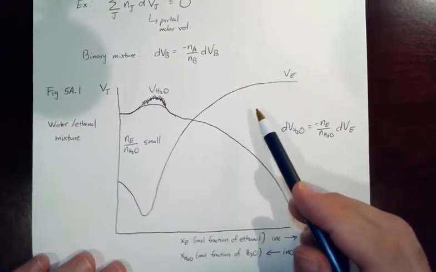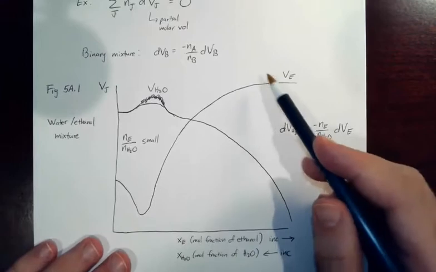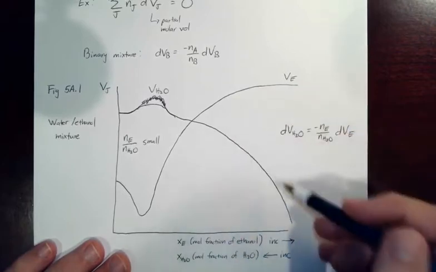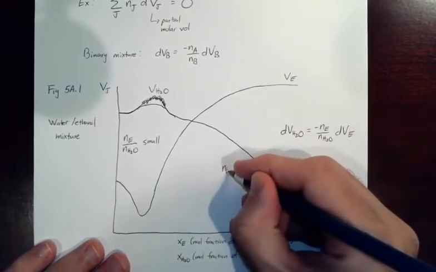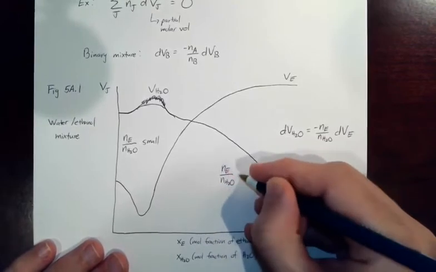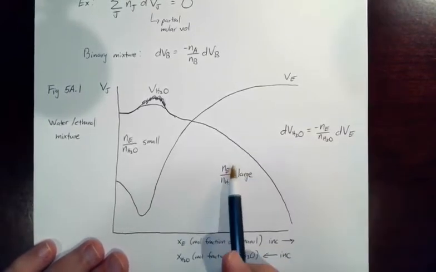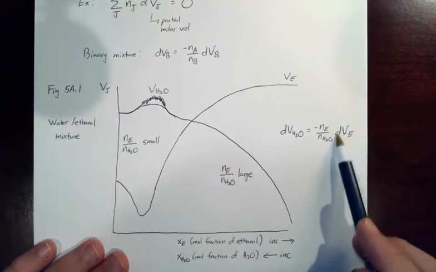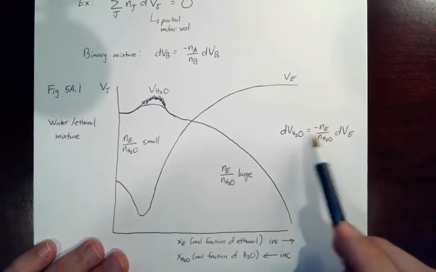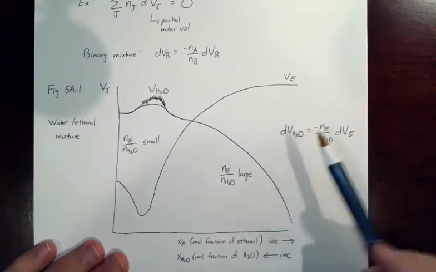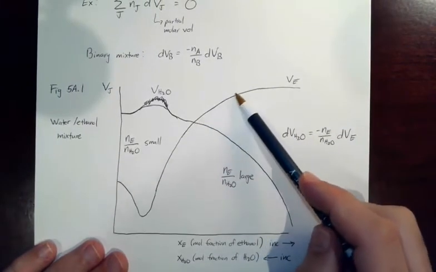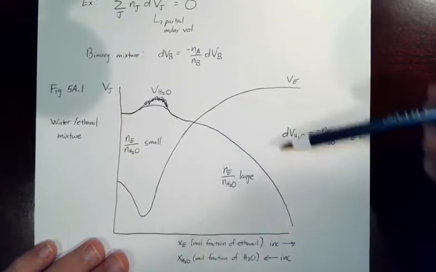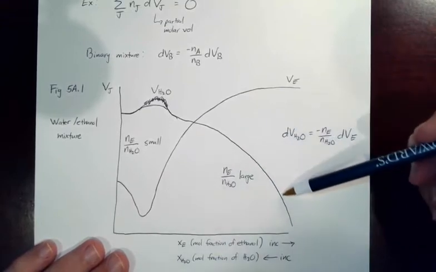And now let's look at the right-hand side. Here we have a lot of ethanol and not as much water. So Ne over NH2O on this side is large, a large amount of ethanol compared to water. And so here, a small change in VE multiplied by a large number will cause a large change in VH2O. And we see that here. VE starts to flatten out. So the change in VE is getting smaller and smaller, but the change in VH2O is getting steeper and steeper.